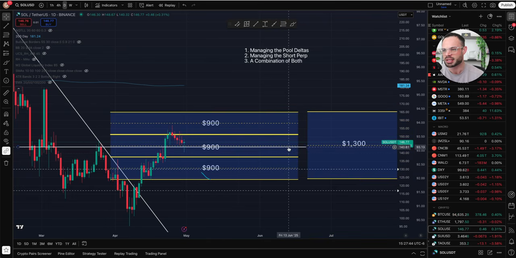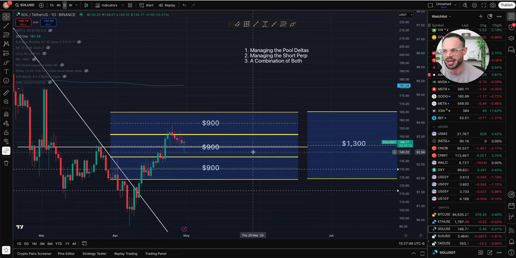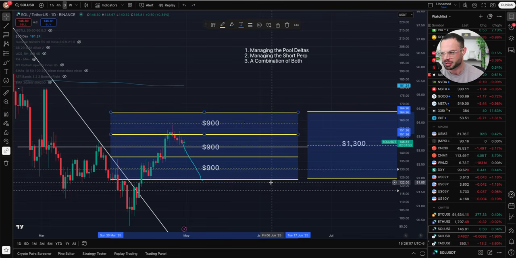Because initially, if this price of $143 was the price of Solana upon entry and the price of SOL moves down to this area, what you're essentially doing is having to sell that Solana you purchased at $143 for a loss at something around $123, and you're locking in that loss as a result of executing that particular rebalance. Again, that's up to you whether you want to do it.